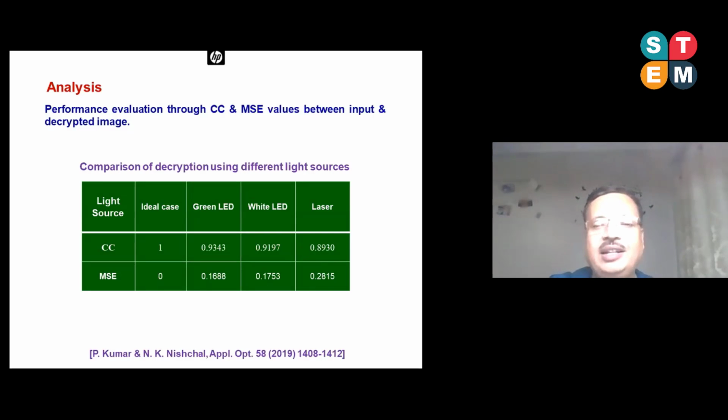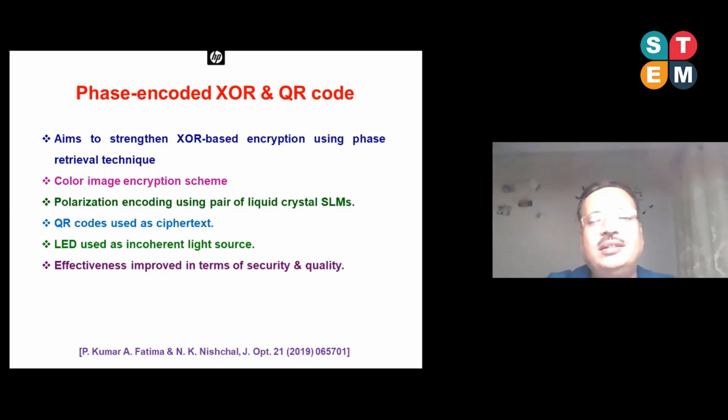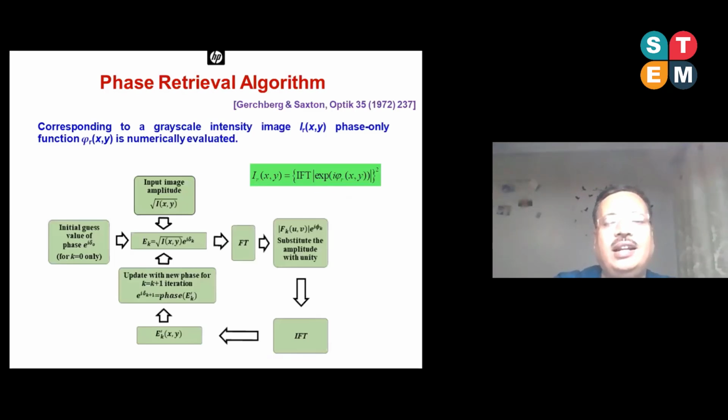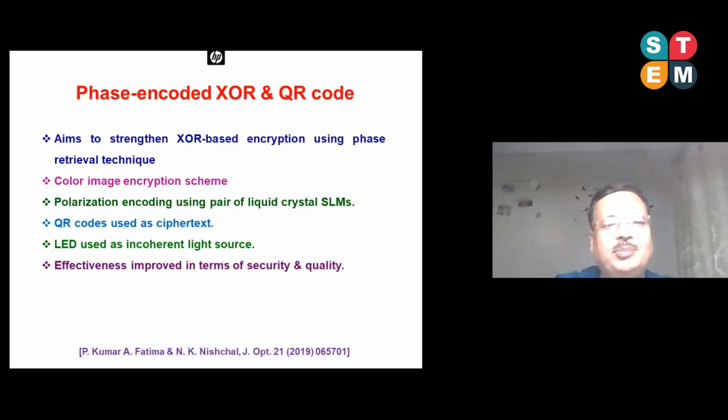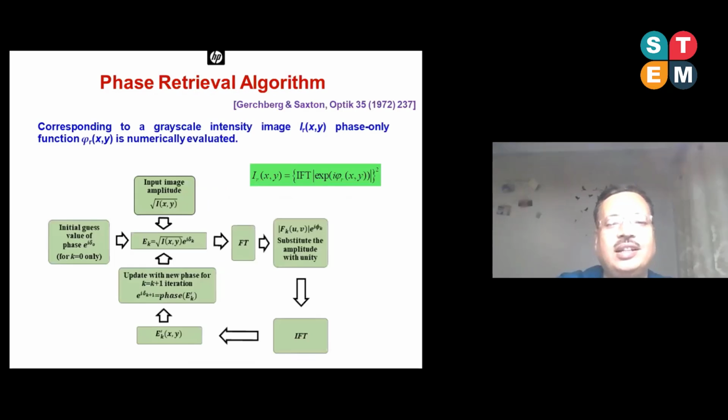So as is evidenced from this data, the laser source is not very useful in this case because it is introducing noise, as speckles are the well-known noise created by the laser. So further, that was for the binary data. Now we have applied it for color data or color information. And here we have added the polarization part, polarization encoding using a pair of liquid crystal based SLMs.